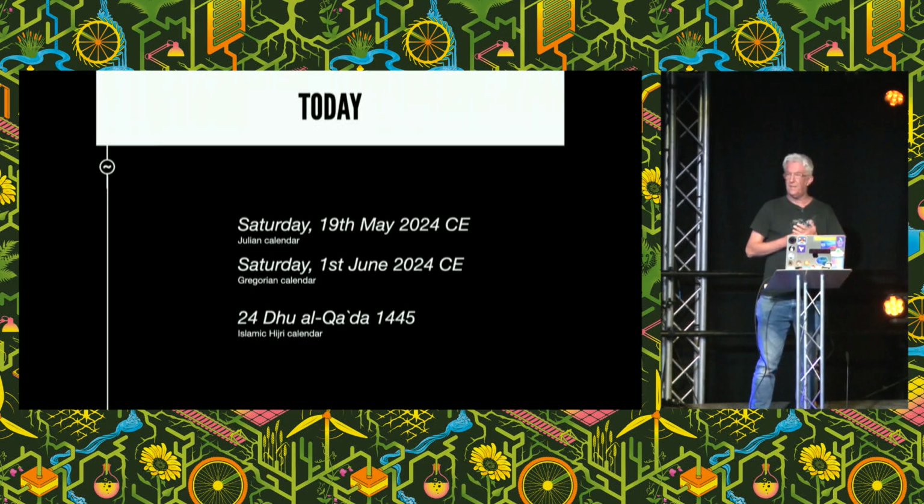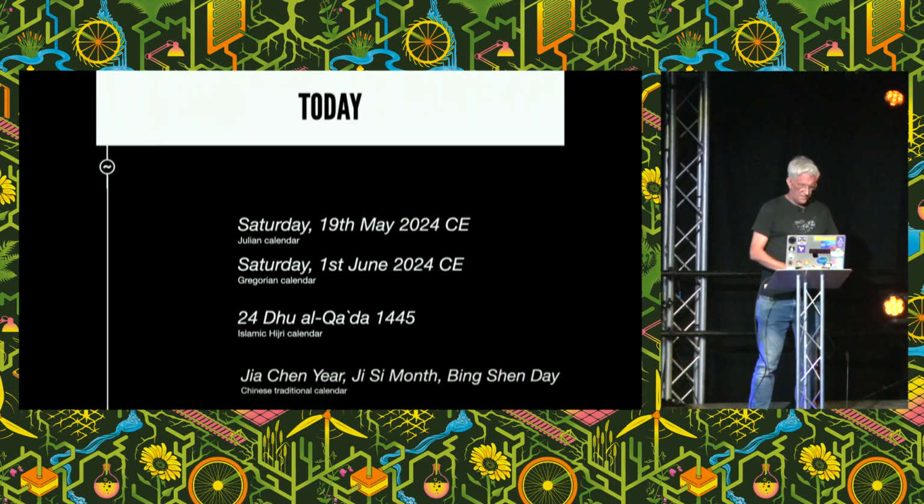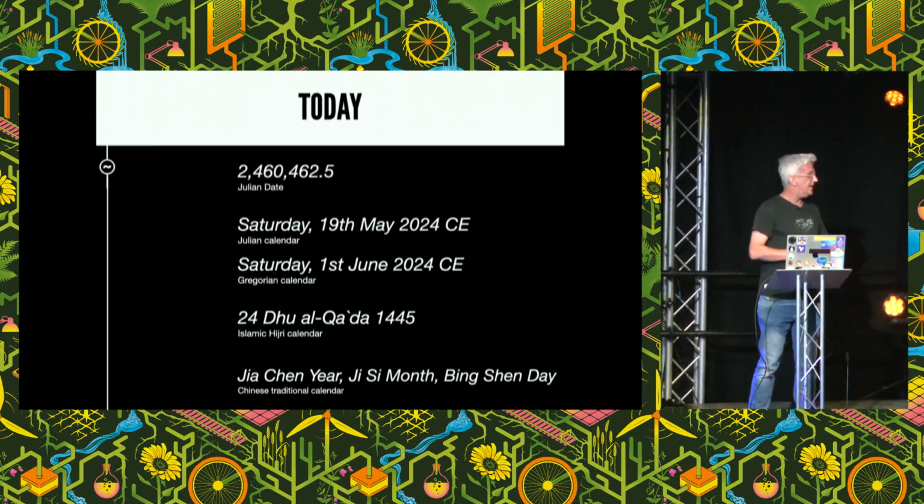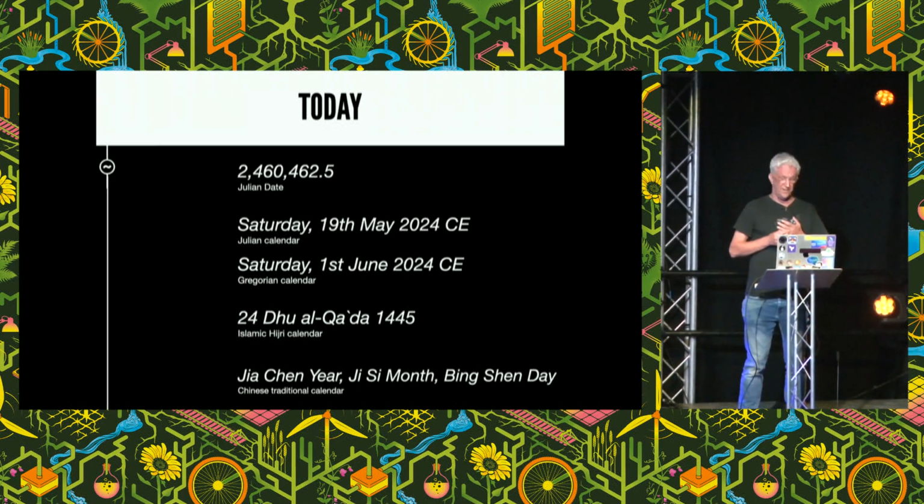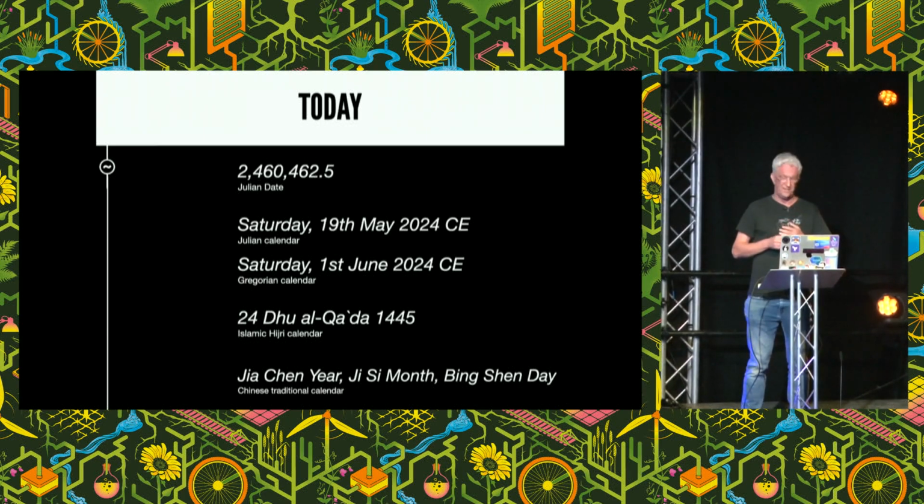In the Islamic calendar, it's this. In the Chinese calendar, it's this, and it is Julian day 2,460,462 and a half, and we'll cover the half in a minute. But these are examples of different types of calendar systems.